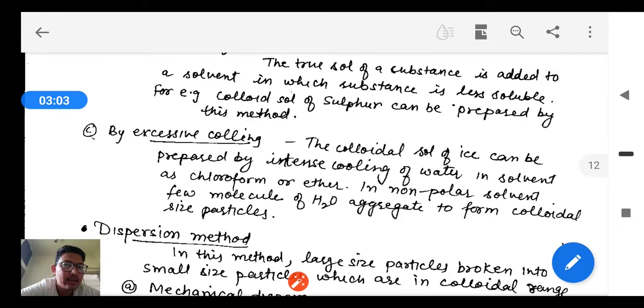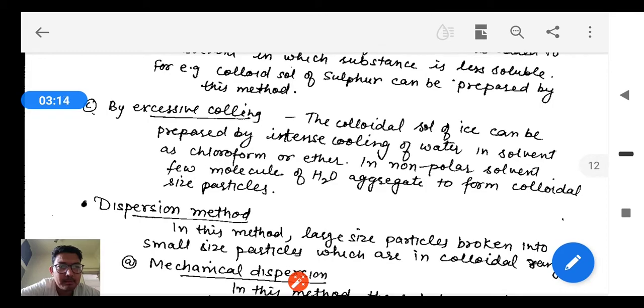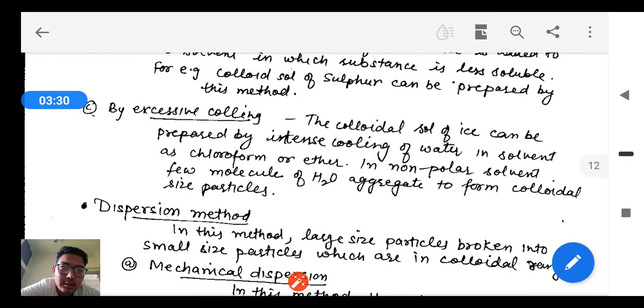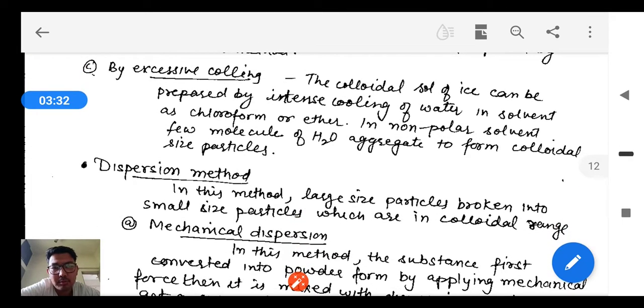Another is excessive cooling. Okay, colloidal solution of ice can be prepared by intense cooling of water in a solvent such as chloroform or ether. In a non-polar solvent, few water molecules aggregate to form colloidal size particles. But these points I have taken from a reference book.